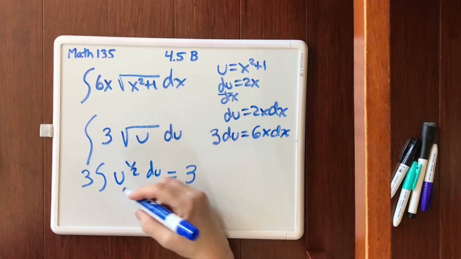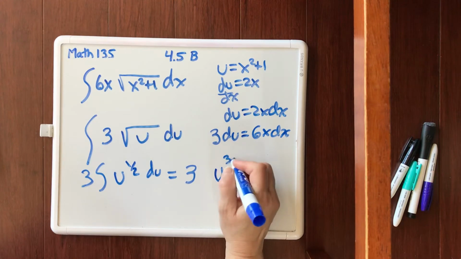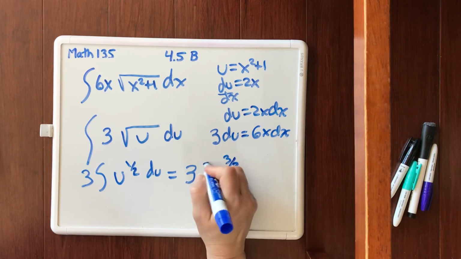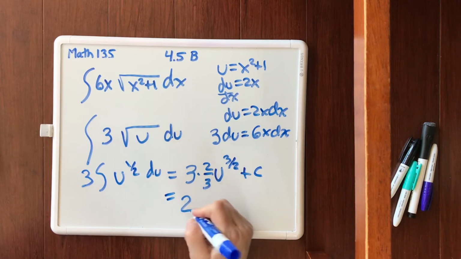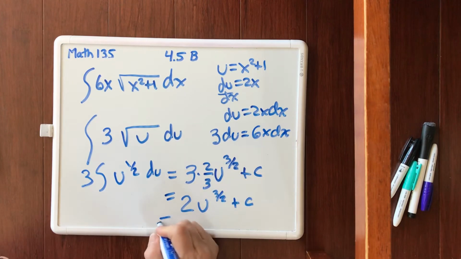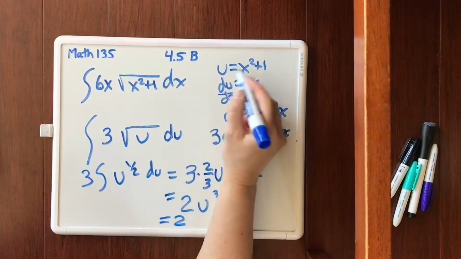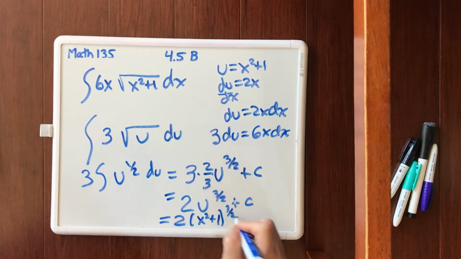integrate. So we keep our 3, we add 1, and we get u to 3/2, multiply by the reciprocal, 2/3 plus c, and that's just going to be 2u to the 3/2 plus c, and now we have to replace our u with x squared plus 1. Not too bad when you break it down step by step.